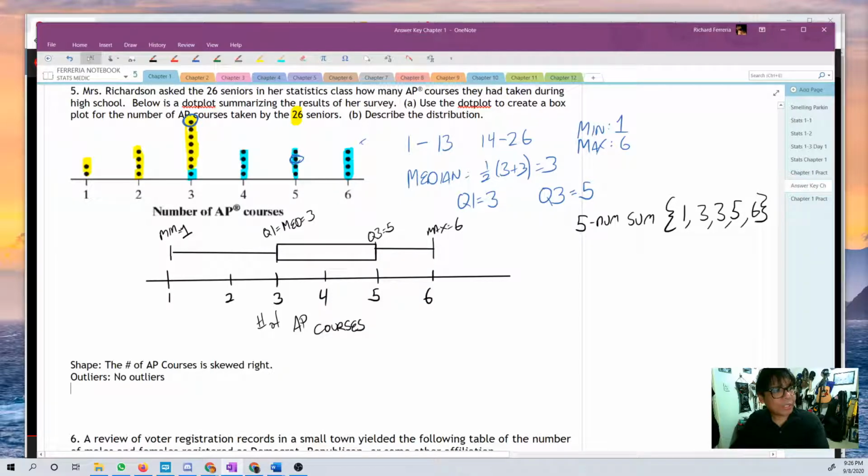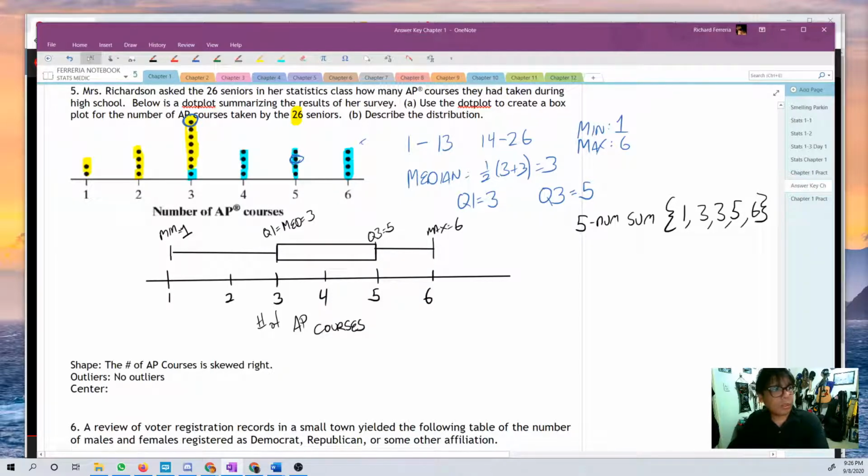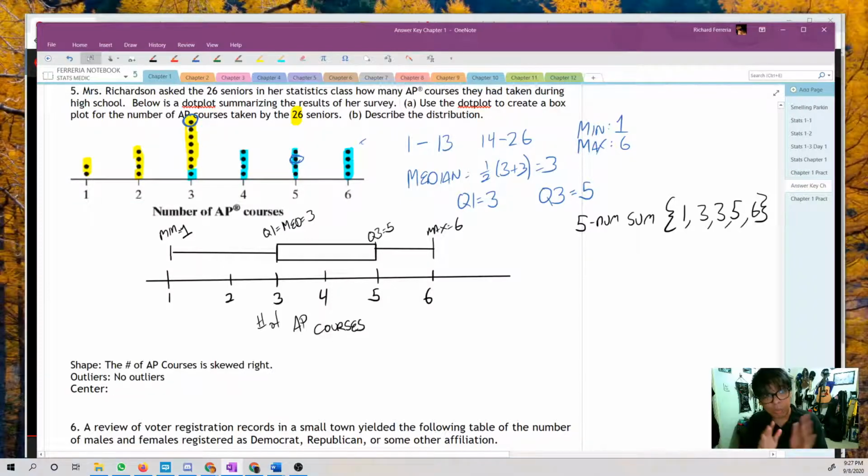What's next? Center. Okay. So when you answer the next 2 questions, you need to answer them with a statistical measurement to back up your claims. So the center, a good way of measuring the center would be the median. So the median number of AP courses is 3. We found that right over here. That was like the first thing we did.